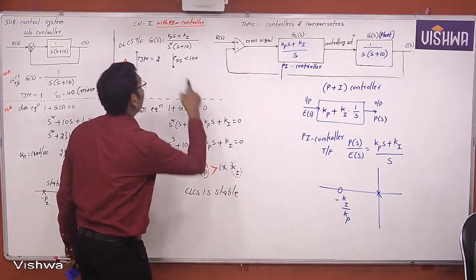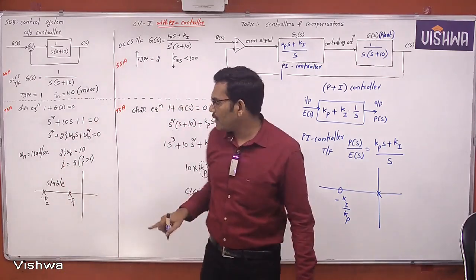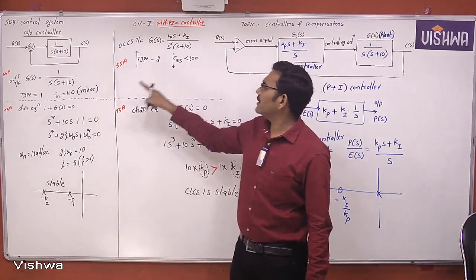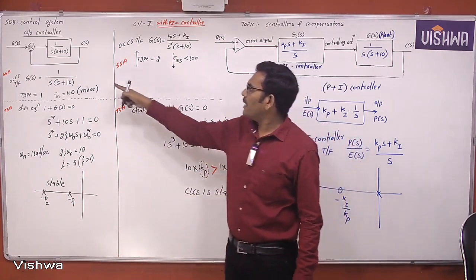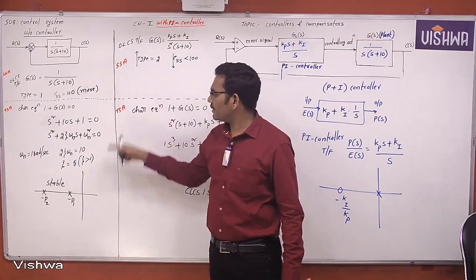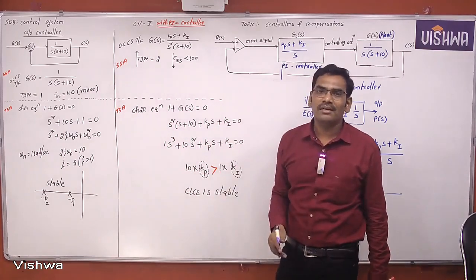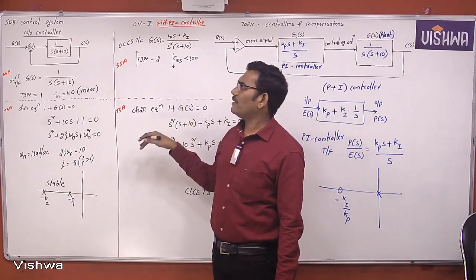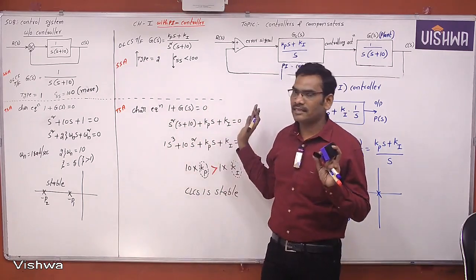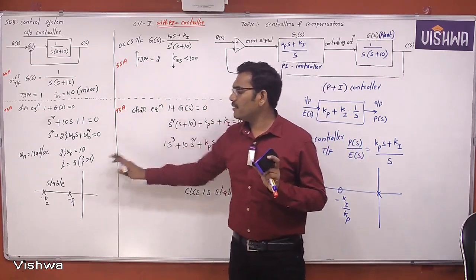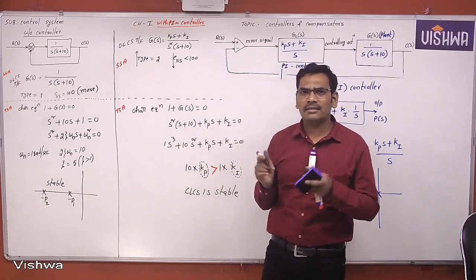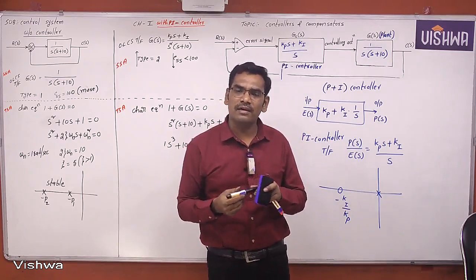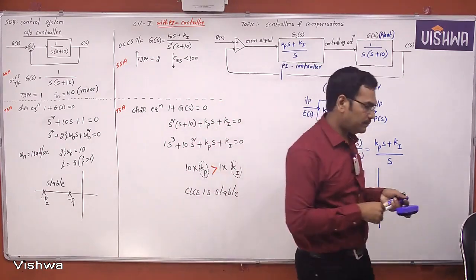So what is the PI controller finally? The PI controller decreases the steady state error without affecting the system stability. That is a complete advantage. There is no other disadvantage. It decreases the steady state error without affecting the stability, and improves the stability without affecting the error. This is the advantage of the combination of controllers. Okay, no doubt.